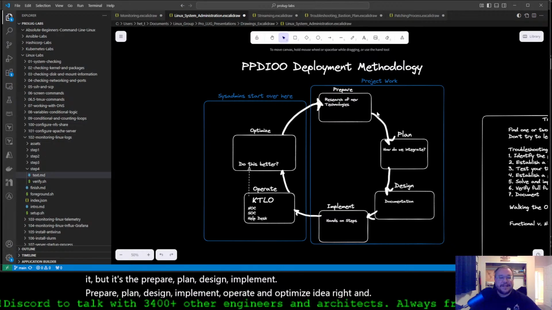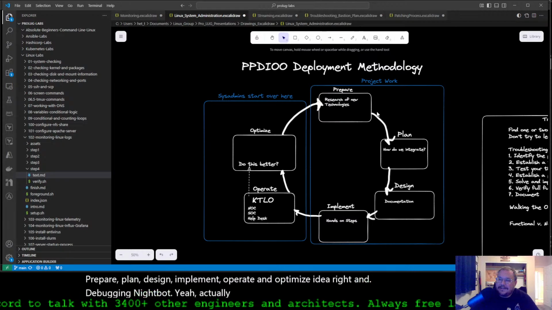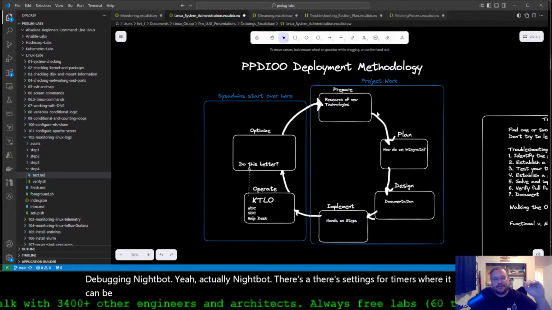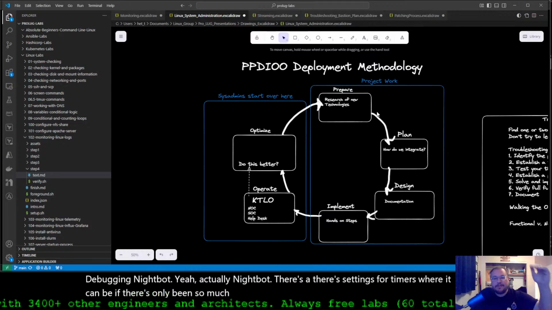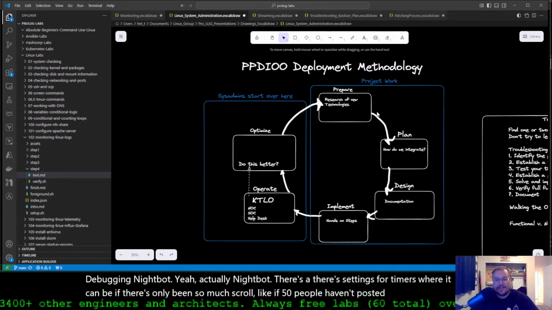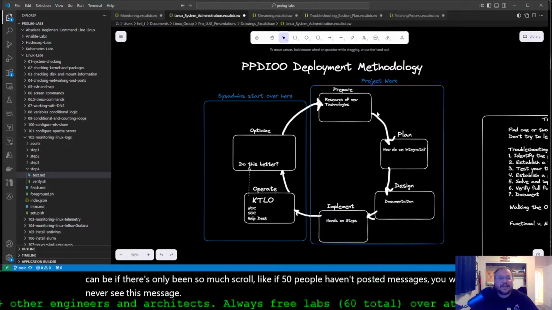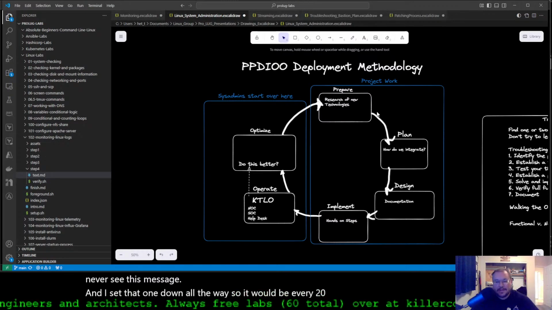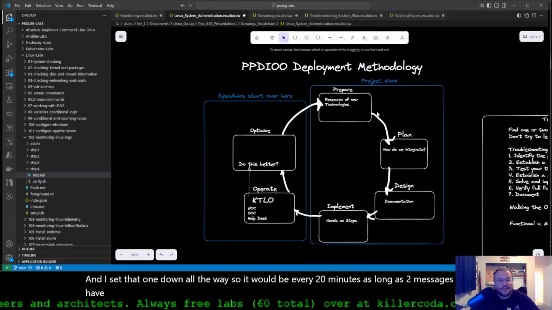Debugging Nightbot. Yeah, actually, Nightbot has settings for timers where it depends on how much chat scroll there's been. Like if 50 people haven't posted messages, you will never see this message. I set that one all the way down, so it would be every 20 minutes as long as 2 messages have passed, which is the smallest they have it.